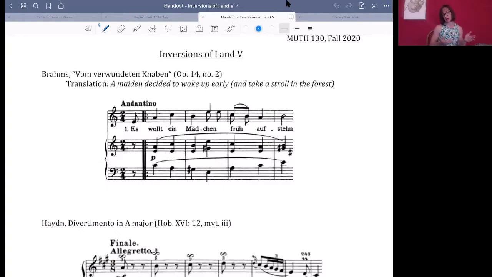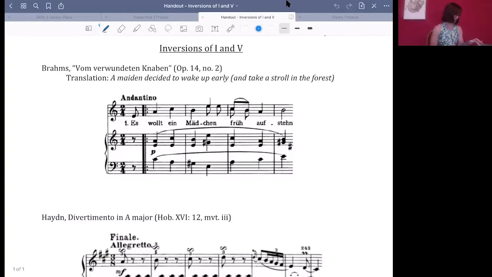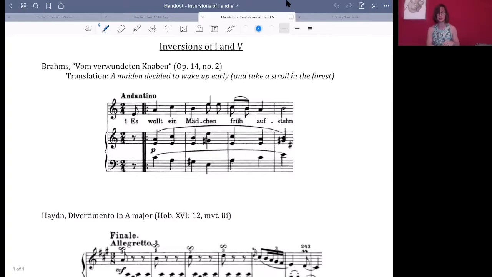Let's take a look at this Brahms excerpt that I have here. I'm just going to play the piano part. So we're in A minor. And I'm just going to play through the accompaniment. Give it a listen.